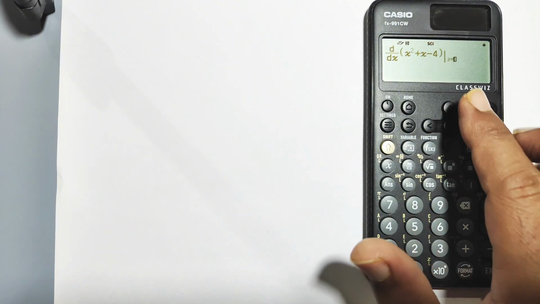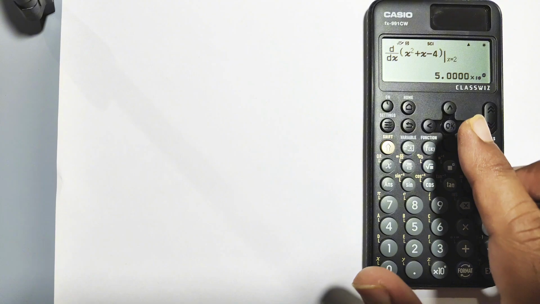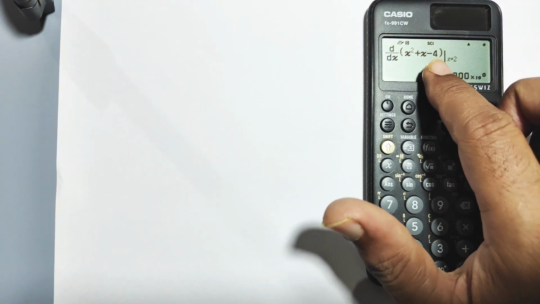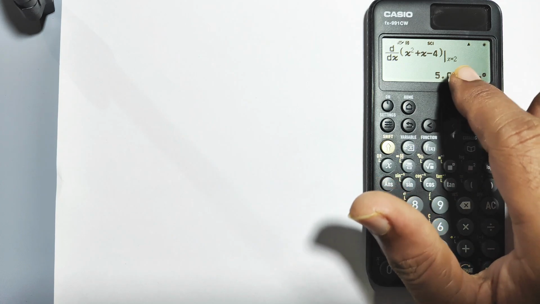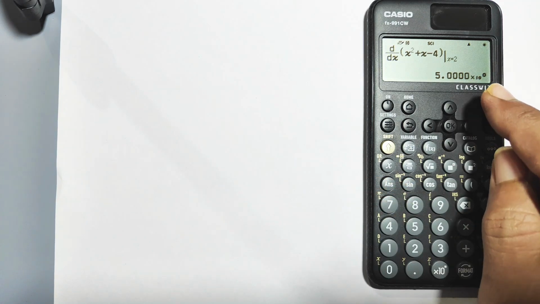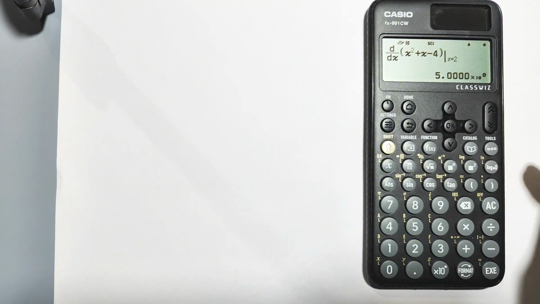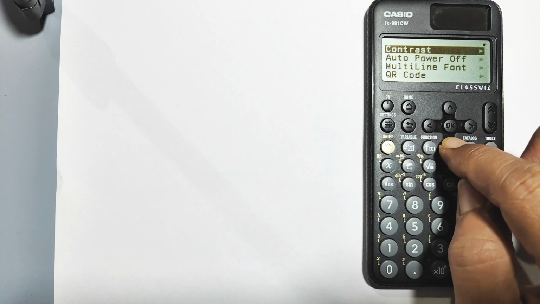Now you have to give some value for x. Suppose I give a value 2 for x and execute. It will show like this. X square plus x minus 4 derivative is 2x plus 1. In 2x plus 1 we are substituting x equal to 2. 2 into 2 plus 1, it is 4 plus 1, 5. But the answer is shown in engineering mode, right? You can change it in number format.